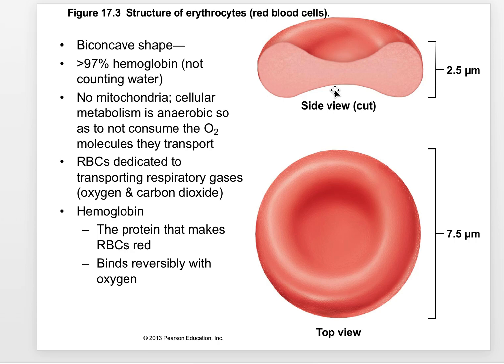Red blood cells are dedicated to transporting respiratory gases of oxygen and carbon dioxide. Hemoglobin is a protein that makes the red blood cells red, and it reversibly binds oxygen. Reversibly means it can bind oxygen, but then when the oxygen level is low in the surrounding cells, oxygen can be released from the hemoglobin and go into the cells that have low oxygen amounts.